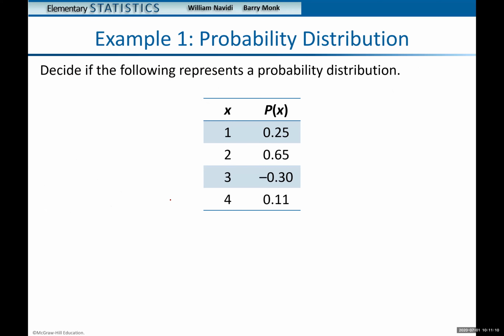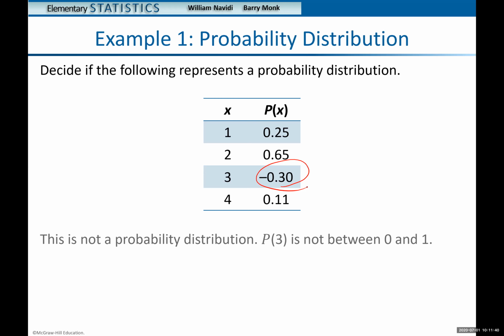So just like this example here, let's check using those two properties to decide if the following represents a probability distribution. As you can see here, your probabilities are 0.25, 0.65, negative 0.30, and 0.11. So we have a negative here, so that's why this is not a probability distribution. Because remember, it should always be between 0 and 1. Okay? How about this?